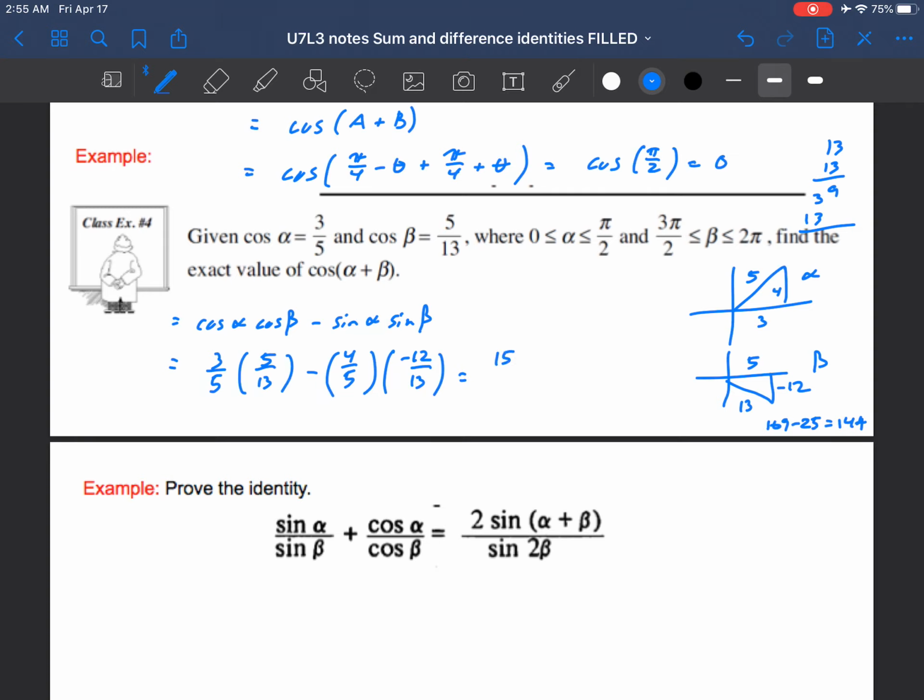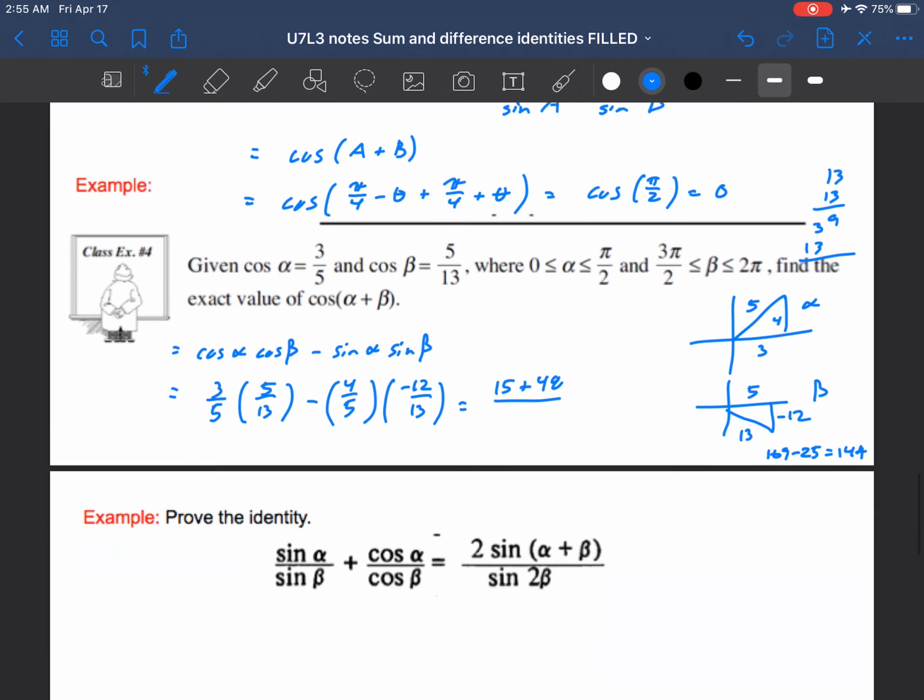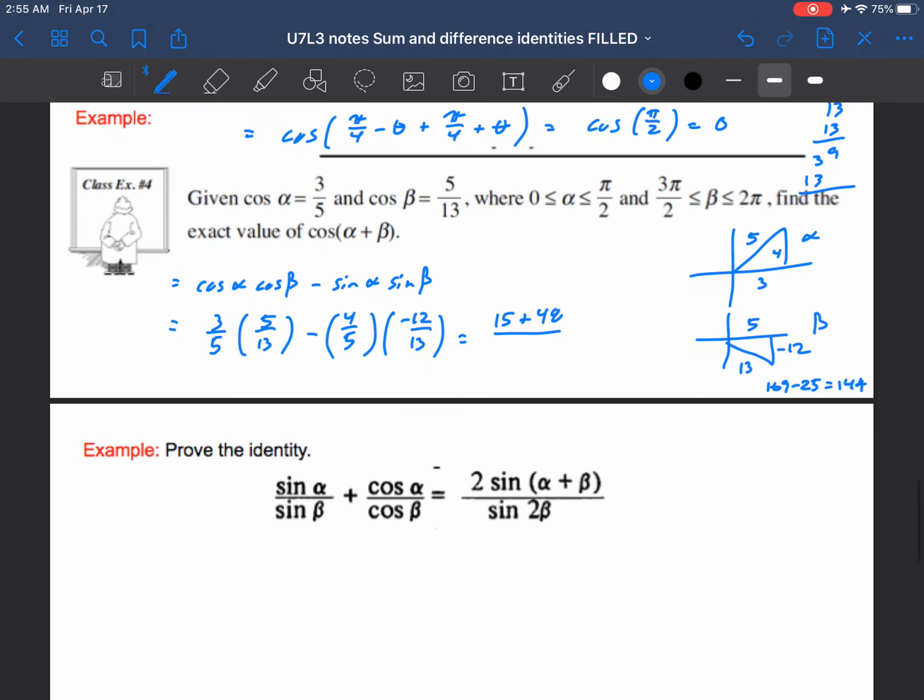So the whole answer is going to be 15 plus 48 over 5 times 13. What is that? 65, right? 65. Yeah, 65. So that's 63 over 65. And that's, yeah, well, I don't know how to highlight that. That is what cosine of alpha plus beta is. It's this.